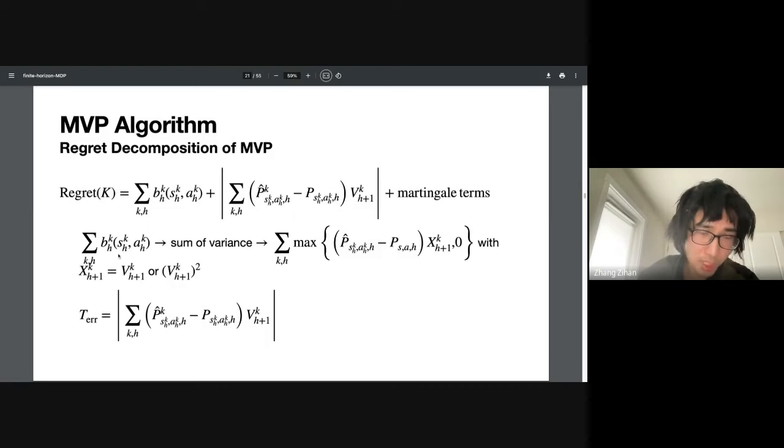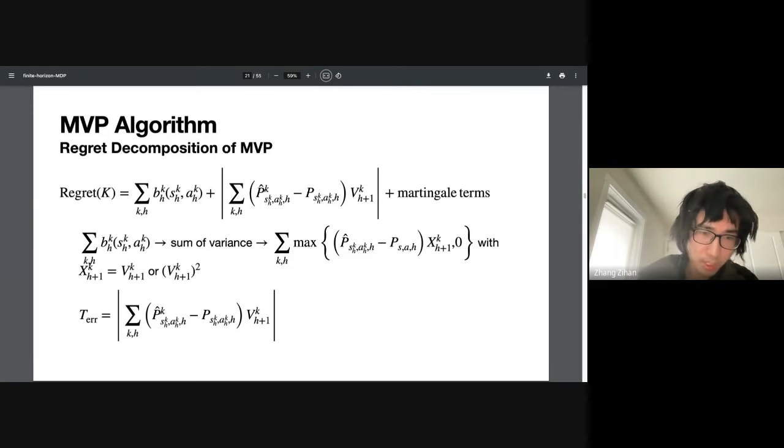For the first term, as I mentioned before, there are two terms in the bonus function, and we care about the first term, the variance related term. So we can bound this term by the sum of the variance, and then bound something like this, which is also an error term, very similar to the main term in this talk, the transition error. So the second term is the transition error, which is due to the difference between hat P and P, and this is the most difficult part of our work, or of this problem.